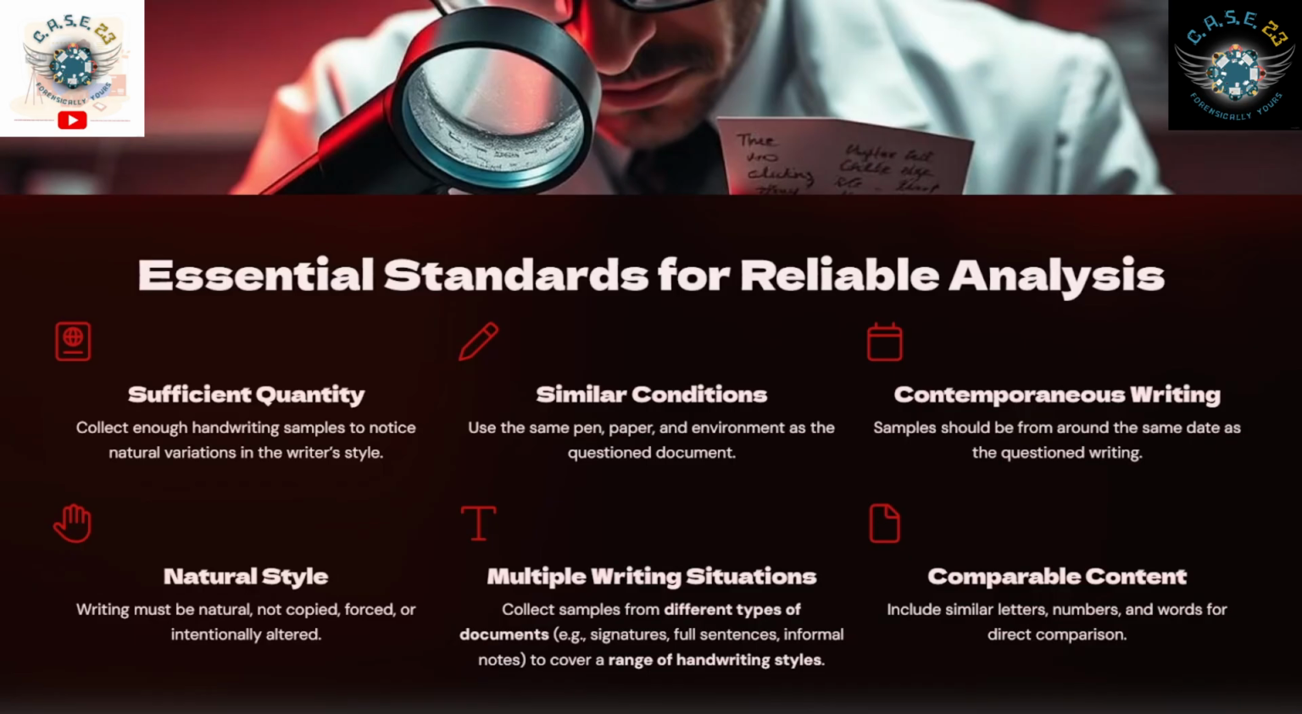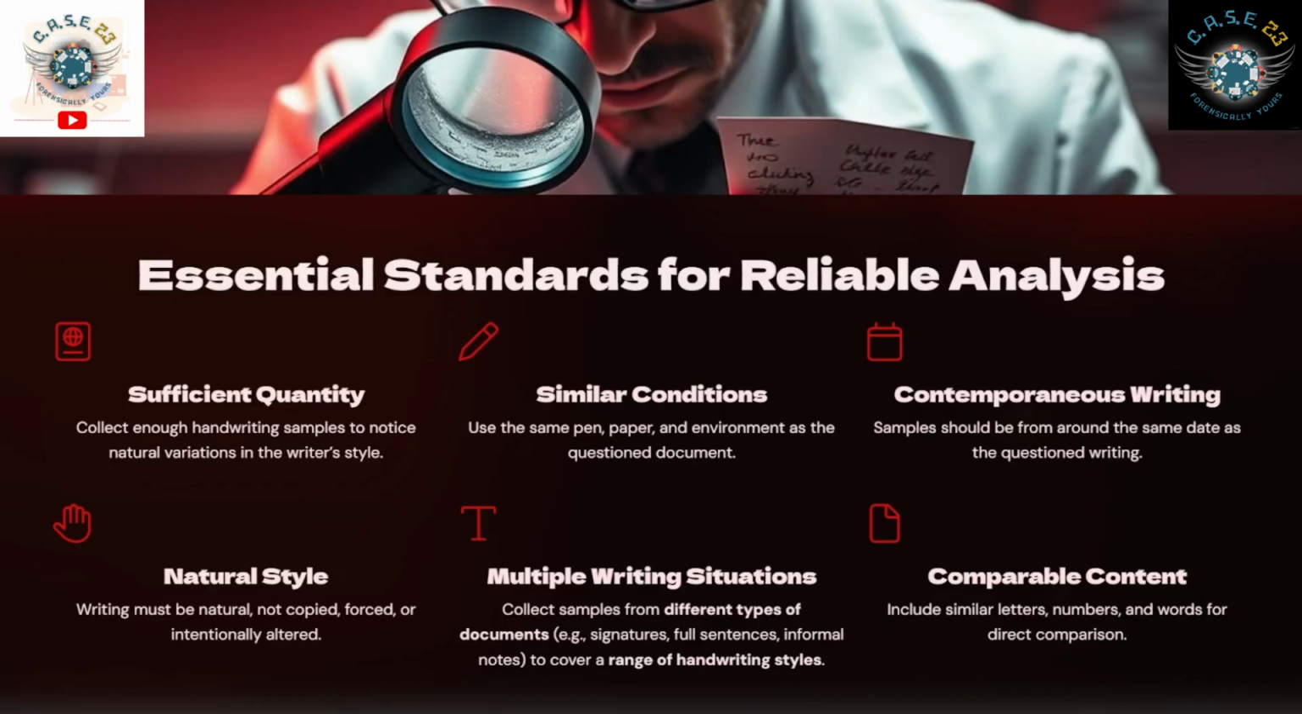And the third is contemporaneous writing. Time also plays a crucial role here, because handwriting from 10 years ago might look quite different from today. So it is best to use samples from around the same time the question document was written. For example, if the question document was written in the year 2020 during COVID, and as of now it is 2025, the forensic expert or the handwriting expert must use a known document or exemplar that is from 2020 itself. He can't use a document that is from 2025.